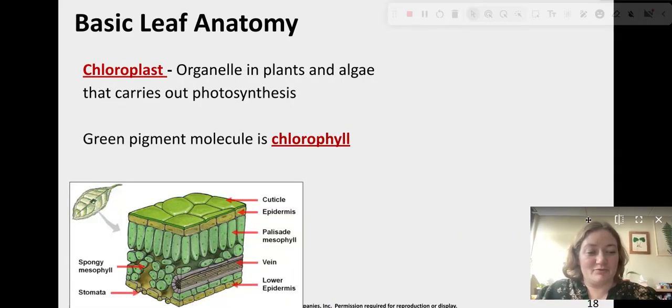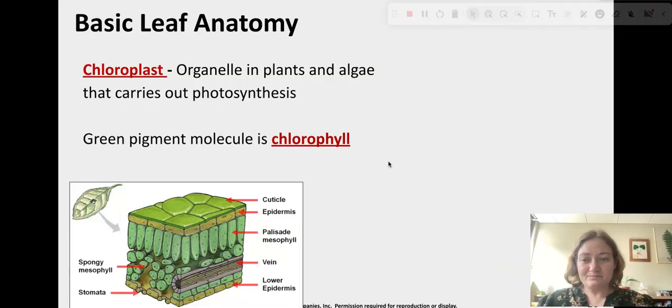All right, so we're in the mesophyll cells. Specifically, we're looking at the chloroplasts, which is the organelle in the mesophyll cells responsible for carrying out photosynthesis. Right, so these mesophyll cells are going to have a lot of chloroplasts. In the chloroplasts, we're going to find a pigment molecule called chlorophyll. And chlorophyll is going to be responsible for harvesting some of this light energy.